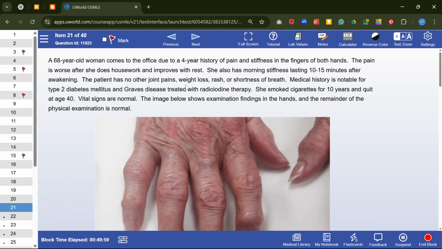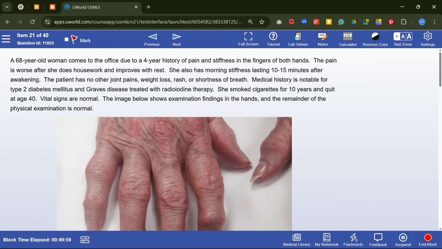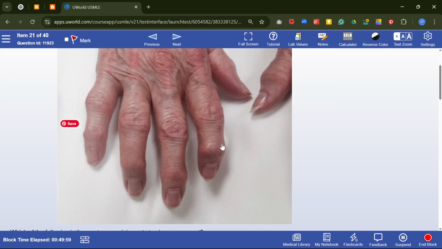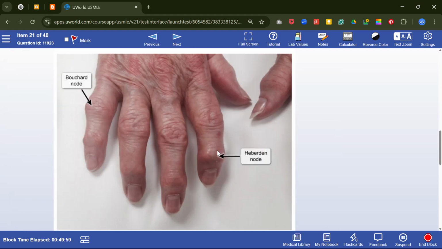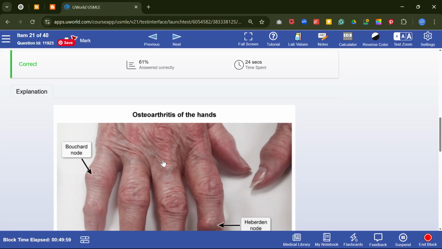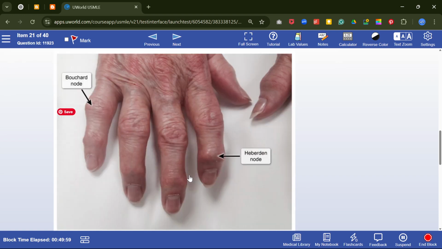Looks like osteoarthritis. Why do we need an X-ray for osteoarthritis? There are some clear findings, like Bouchard's nodes and Heberden nodes, present. In osteoarthritis of the hand, there are Bouchard's nodes and Heberden nodes.